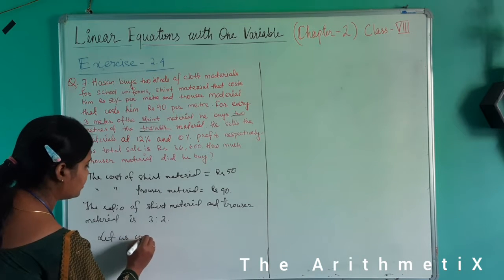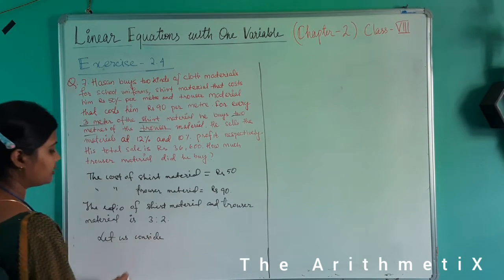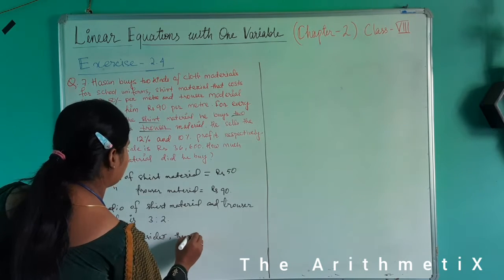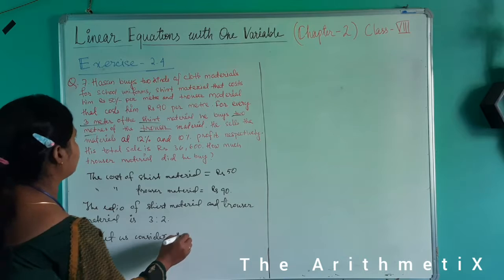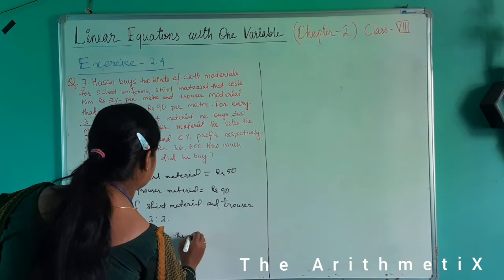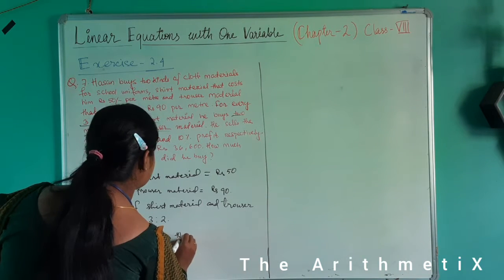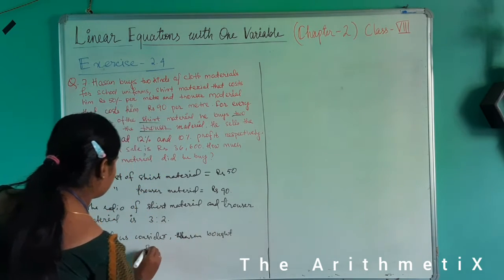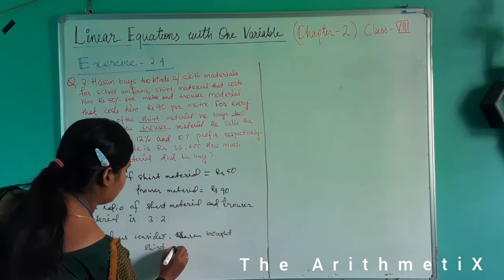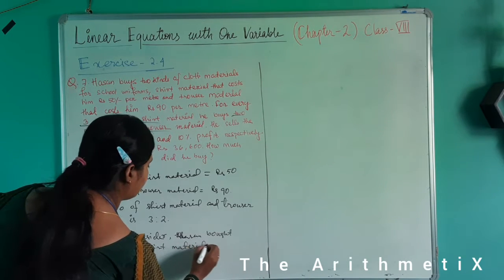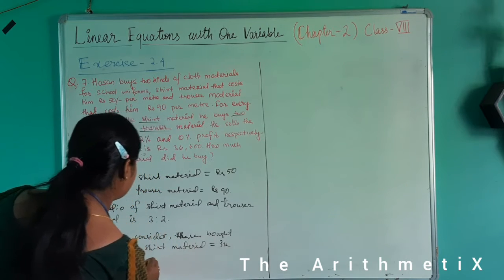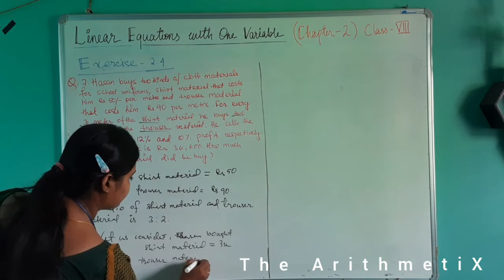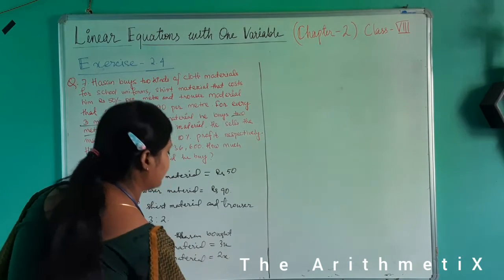We don't know how much he is buying of each. Let us consider Hassan bought shirt material of length 3x and trouser material of length 2x.